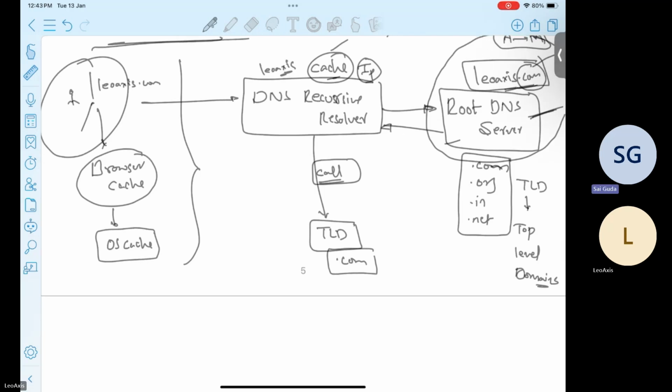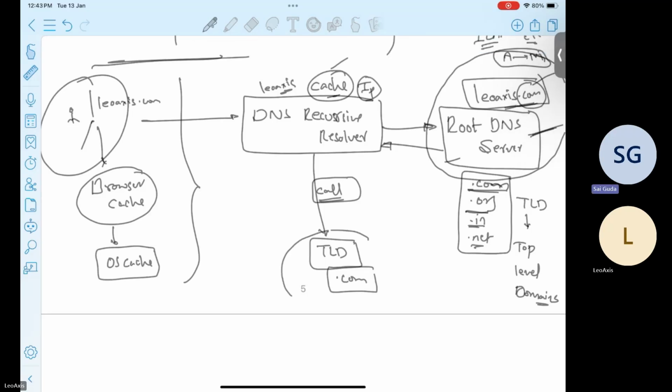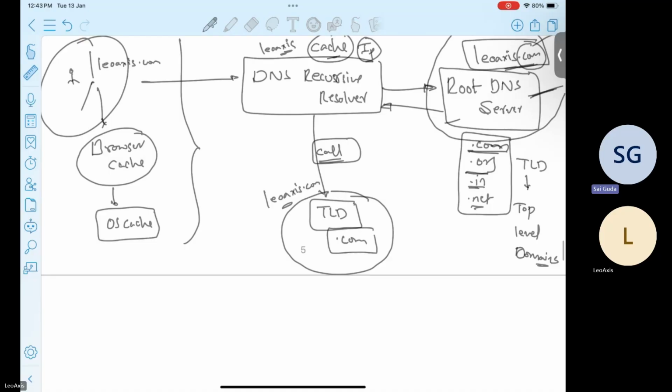Likewise, we have separate TLD servers for .com, .org, .in and .net. Now our resolver again makes a call to the TLD server, asking who is responsible for LeoAxis.com, and where I can find the LeoAxis.com website details. The TLD server says, "Let me check inside my database." It holds all the .com related information, so it checks whether LeoAxis.com is available within its TLD servers.